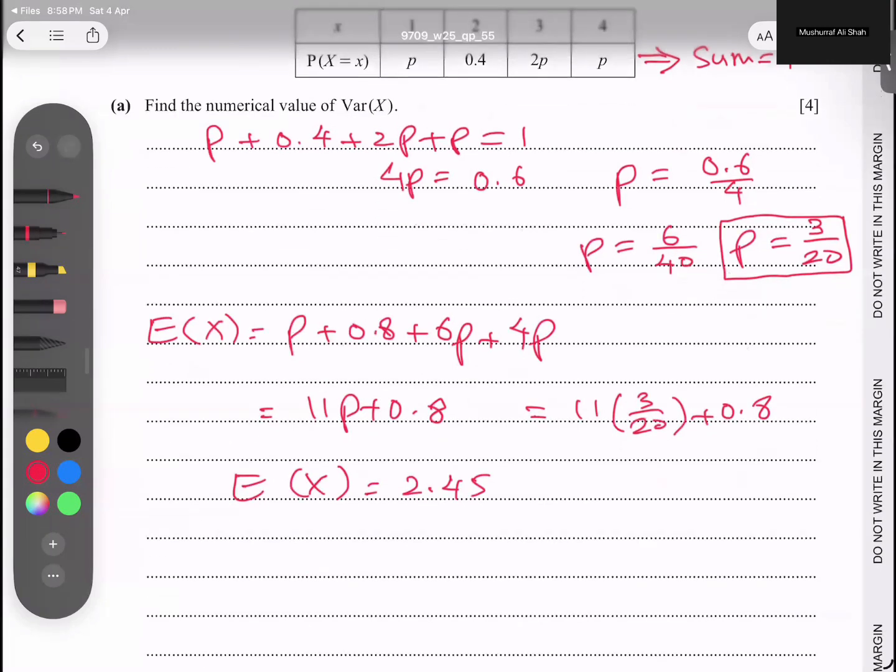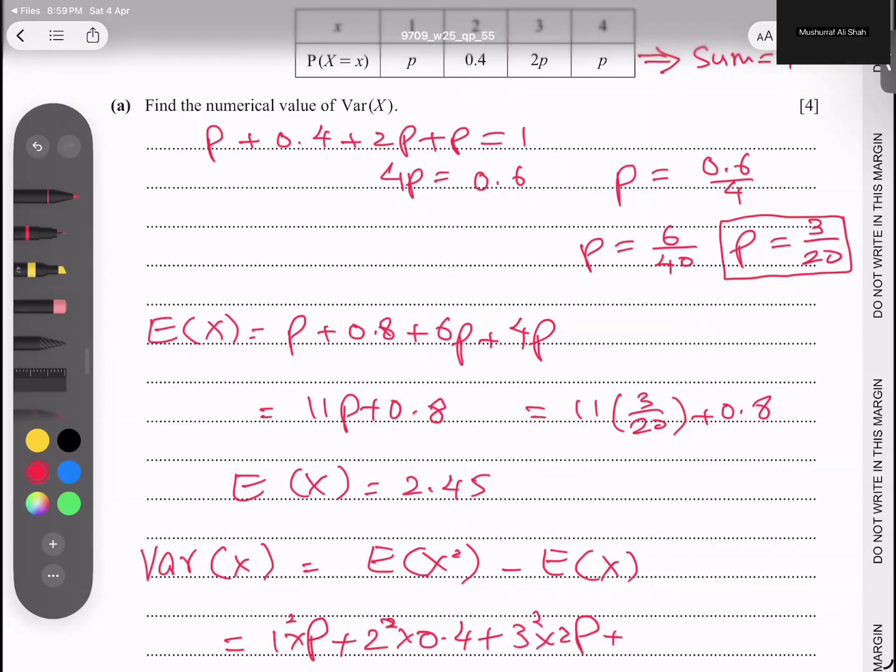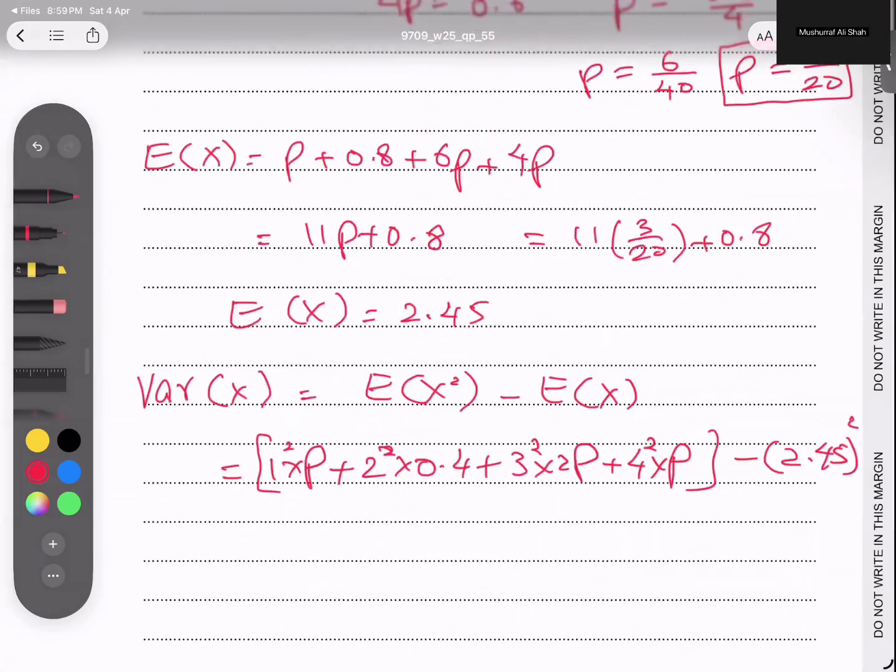We have to go for variance. What is the formula of variance, students? The formula is E of x squared minus E of x, whole squared. This value I will take from here. And how to get E of x squared? Basically, square each number and multiply with its p. So 1 to the power 2 into p, then 2 squared into 0.4, the next value 3 squared into 2p, and the next value 4 squared into p. I think that is clear. And minus the whole thing, 2.45 whole squared.